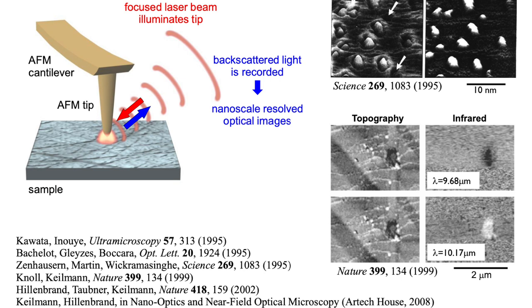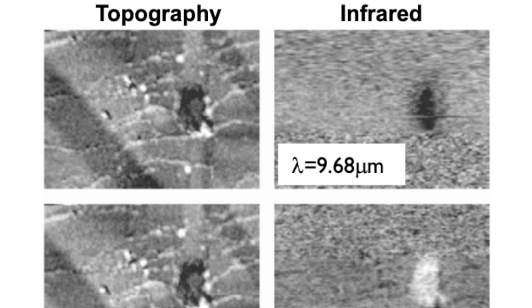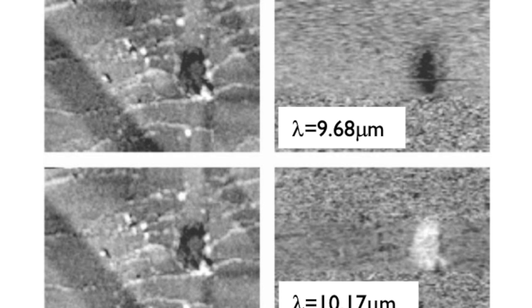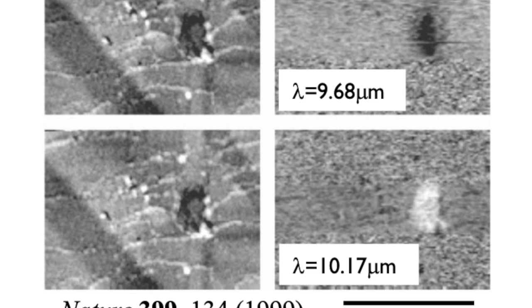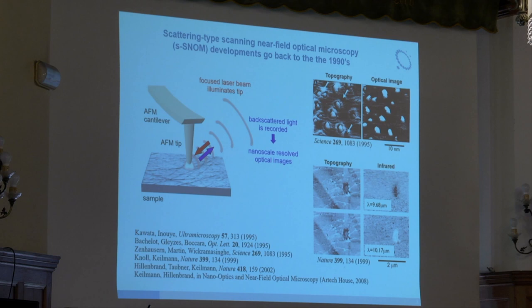And then other people like Kawata, Bachelot, and particularly Fritz brought that idea to the infrared spectral range, and here is a famous paper from Fritz from 99, that was one year after I started to work with Fritz, where they showed infrared spectroscopic contrast on the nanometer scale. One could say that was really the beginning of all these developments that then led later on to NeaSpec. So again, we scan the surface, we collect the light scattered by an AFM tip, and we get nanoscale images. Sounds easy, but there's a lot of details behind, and I want to talk about that.